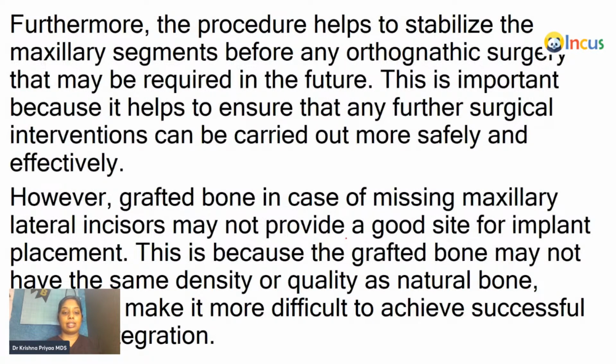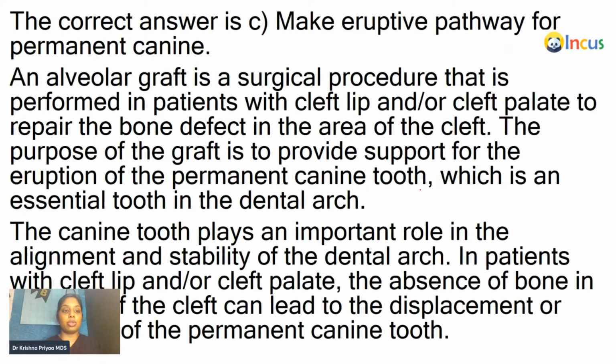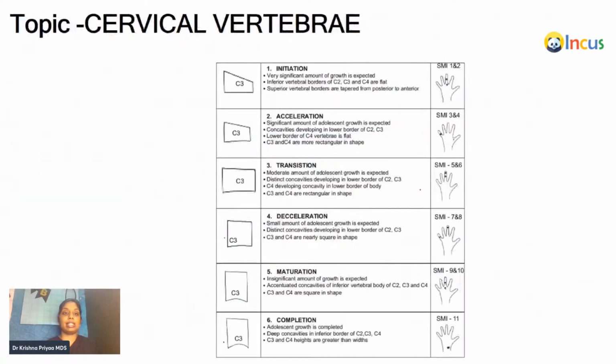So yes, the most important reason for placing an alveolar graft in a cleft palate patient is: improve pronunciation, breathing efficiency, make eruptive pathway for the permanent canine, improve feeding efficiency. So look carefully here. Secondary alveolar graft, if that is asked, then we have to definitely go for permanent canine. If the question is about the primary alveolar graft, then we have to look into the maxillary arch development and options similar to that. So here the question can also be a little tricky. Kindly pay attention to that.